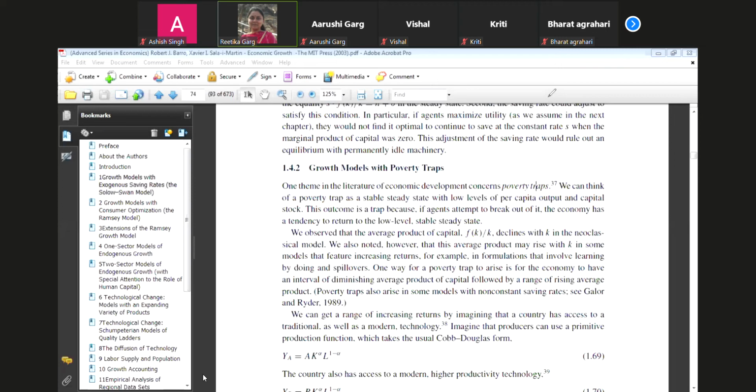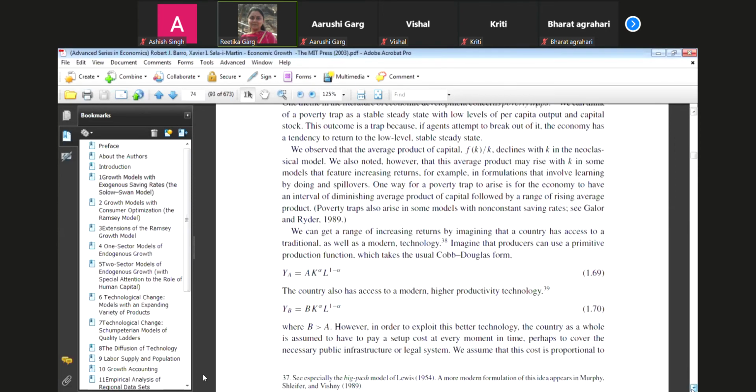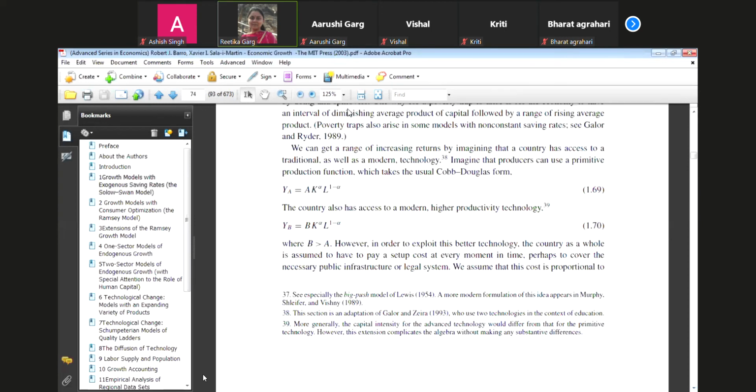Okay, let's just see. The setup of the model is as follows. How can we get such a situation? Let us imagine that there are two kinds of production function. This is the old production function, where the technology is old, and the country also can achieve high productivity technology and achieve new modern technology, which is denoted by B. So there are two kinds of production function. One where the production is happening using traditional methods, and the other where the production is happening using modern methods. And of course, we know that B is greater than A. The productivity of the modern technology is higher than the traditional one.